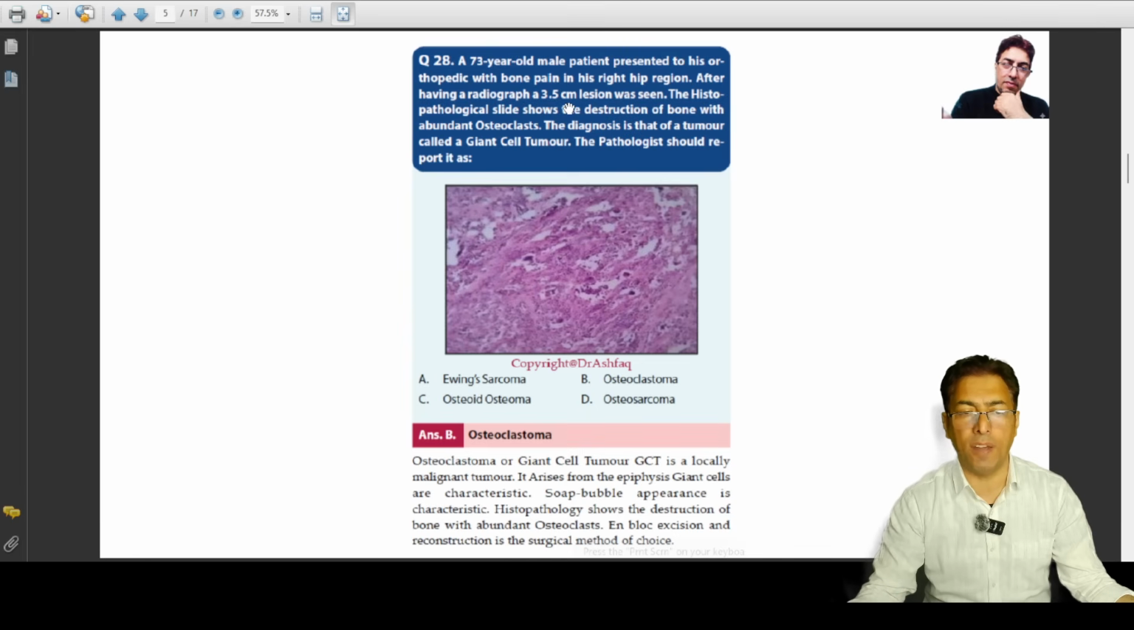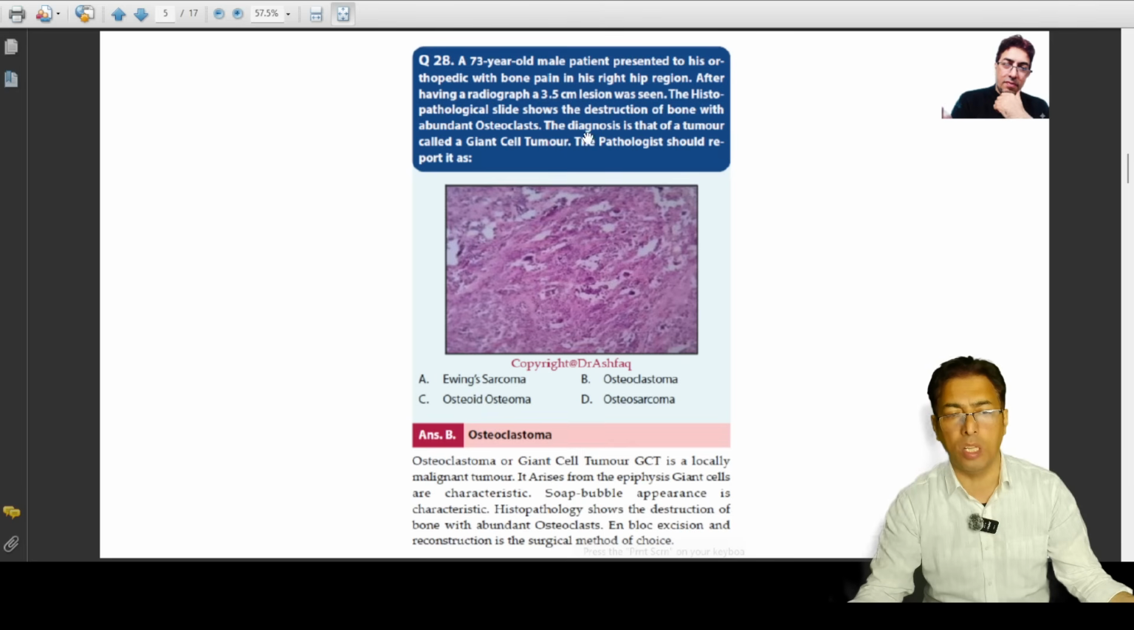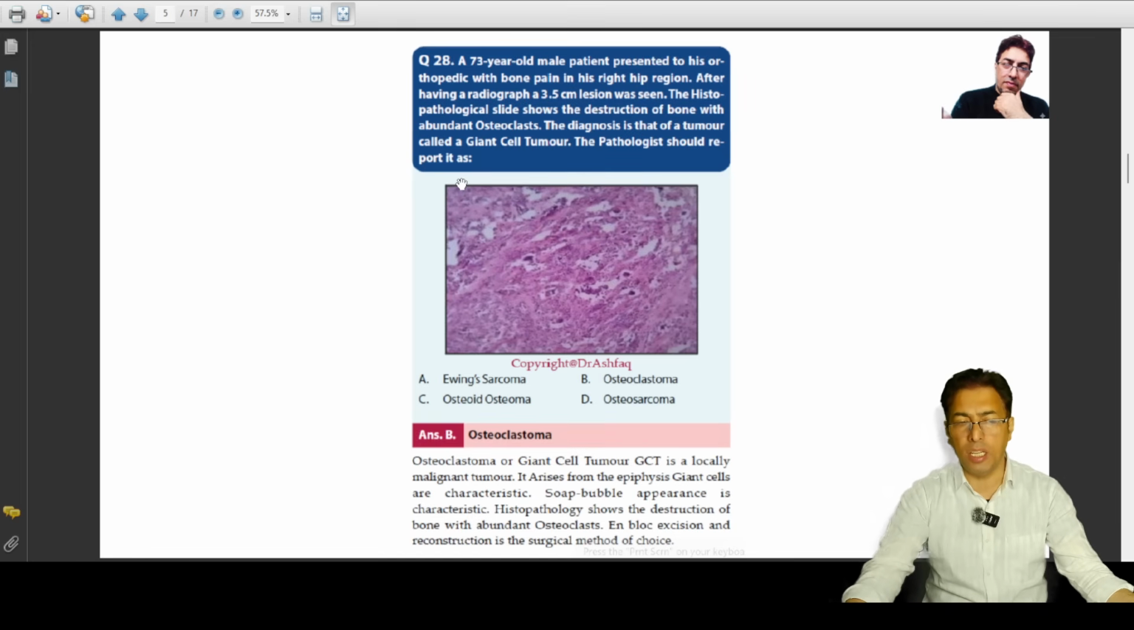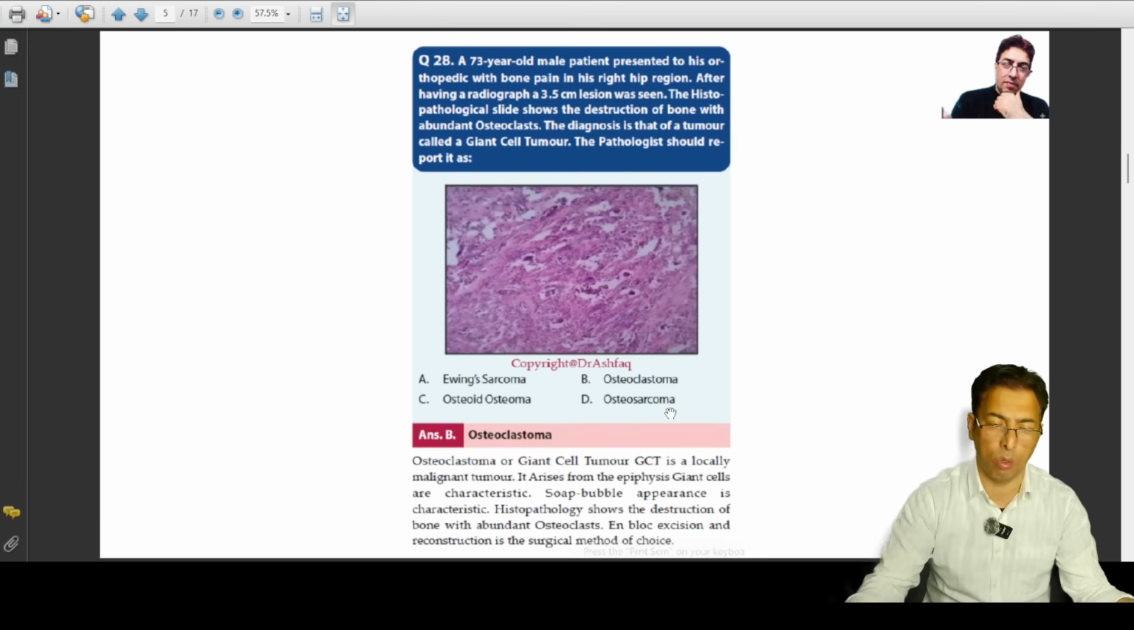A 73-year-old male presented to the orthopedic clinic with bone pain in the right hip region. After getting a radiograph, a 3.5 centimeter lesion was seen. The histopathological slide shows destruction of the bone with abundant osteoclasts. The diagnosis is that of a giant cell tumor. The pathologist should report it as: Ewing sarcoma, osteoclastoma, osteoidostoma, or osteosarcoma.